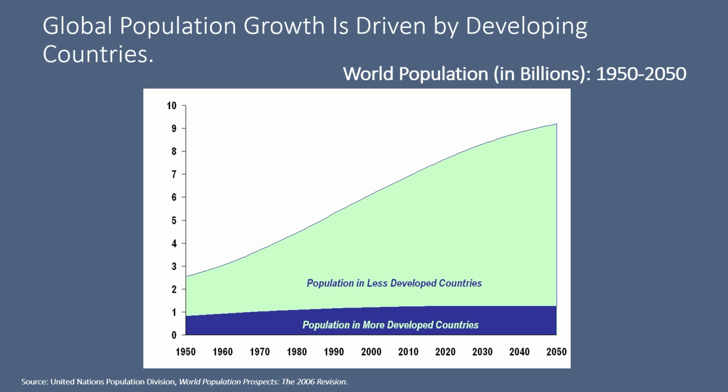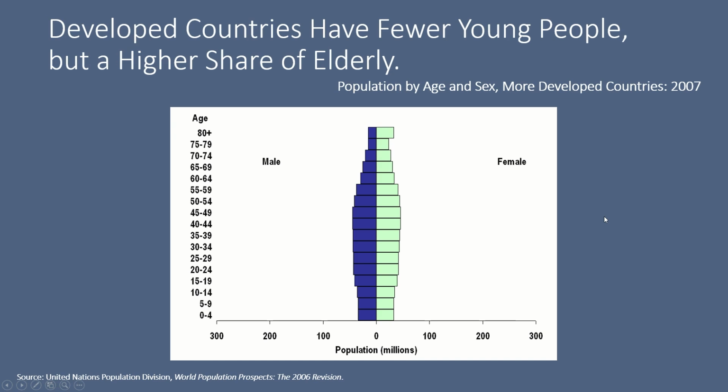Global population growth is right now being driven primarily by the less developed countries of the world, as you can see by this chart. But there's been big changes in the world in terms of fertility. These changes are having a profound impact on society, global society, in different places in different ways. As we talked about last module, developed countries have fewer young people, but a much higher share of the elderly. They have different issues that they're challenged with.